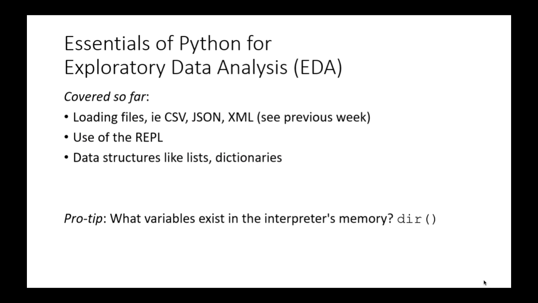All right. So what have we covered? In lecture one, we talked about CSV, JSON, XML. And we demonstrated in this class so far the use of the Python REPL. And then we've covered some things like lists and dictionaries. That's good stuff. And a little pro tip, if you're wondering what is in the current working environment as far as memory, you can use the dir command. All right. Questions?